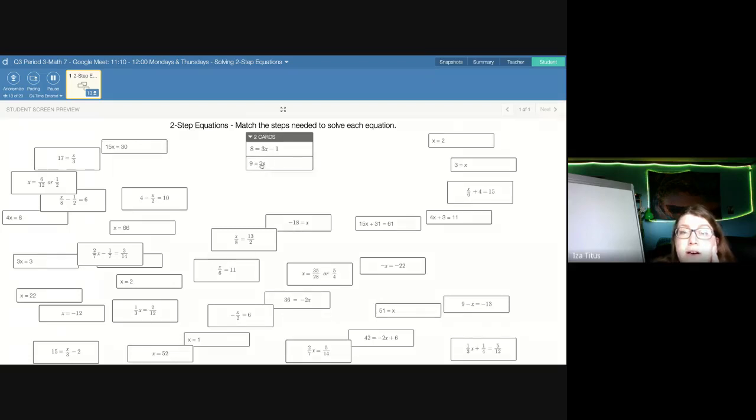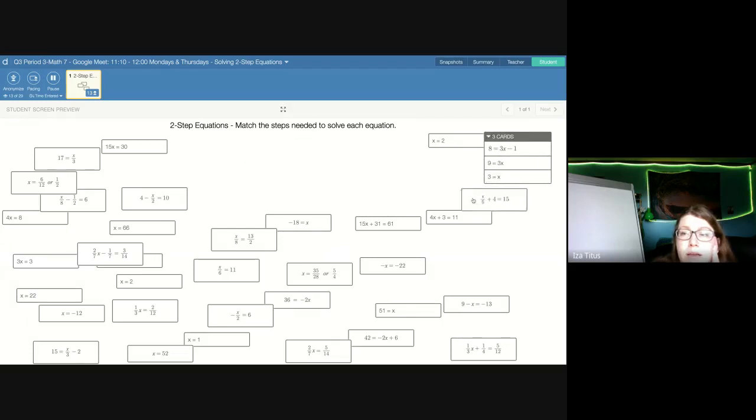And so I'm going to divide both sides by 3 since this is 3 times x. And I will get 3 equals x. And I make sure it goes to the right spot. So this is all the way to solve this equation. 8 equals 3x minus 1. I added 1 to both sides. Then I divided both sides by 3. So there's that one. Still missing most people.